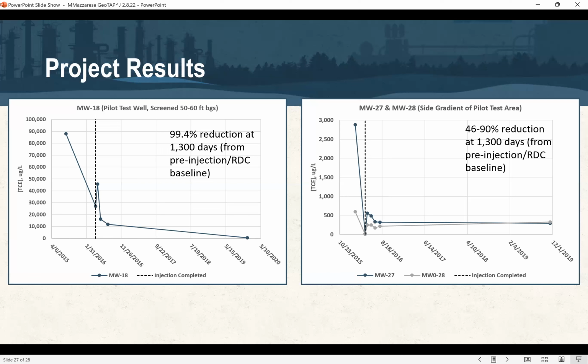That was 1,300 days from our RDC baseline. NW 27 and 28 are a couple of wells that are side gradient from our injection area, and we had a 46 to 90% reduction. Again, these wells were not within the treatment footprint. They were outside, side gradient of where we did the applications.